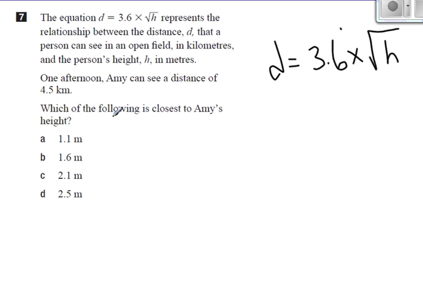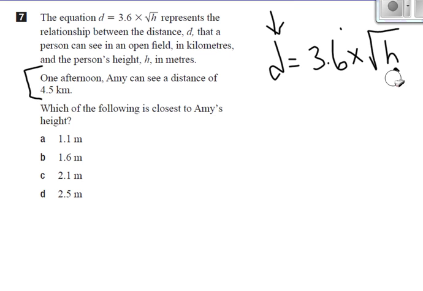So make sure you know here that the information I'm given that says 4.5 is the distance that Amy can see. So that's distance right here. Which of the following is closest to Amy's height? Height is what goes here. Okay, so make sure that you can read and interpret the information properly, obviously.